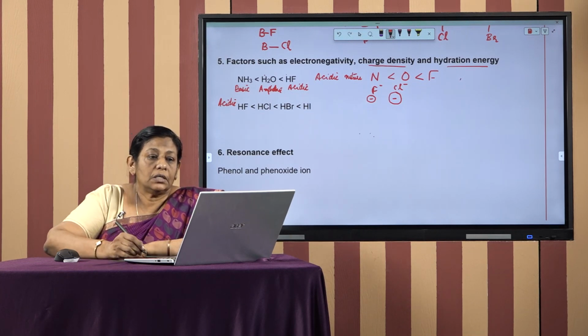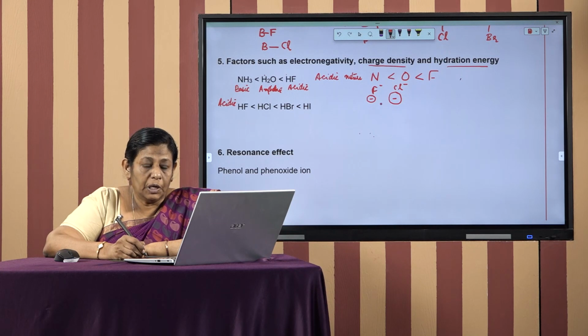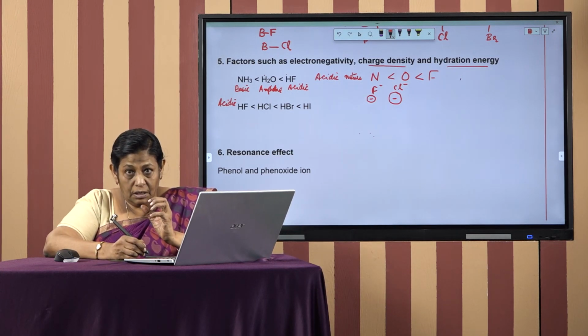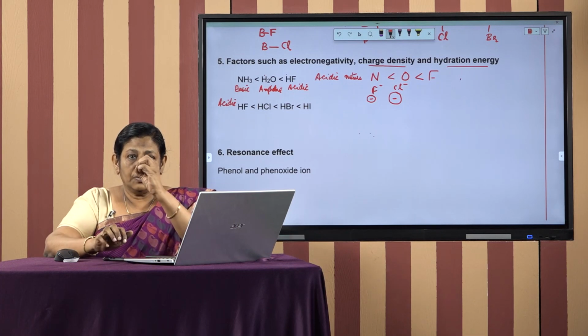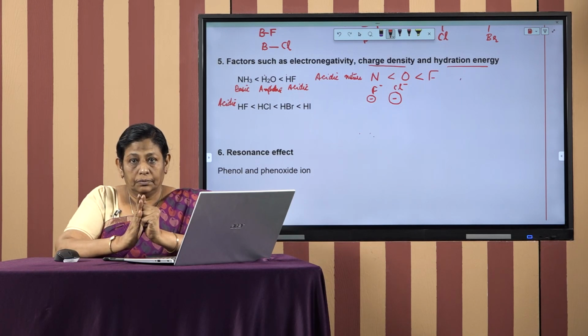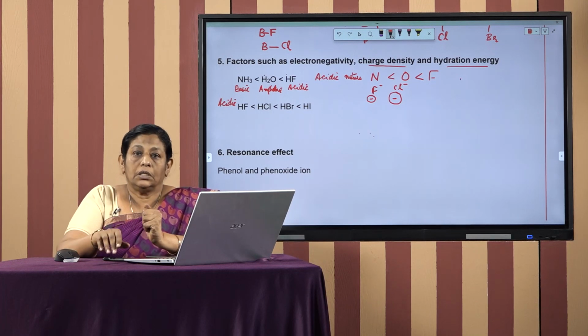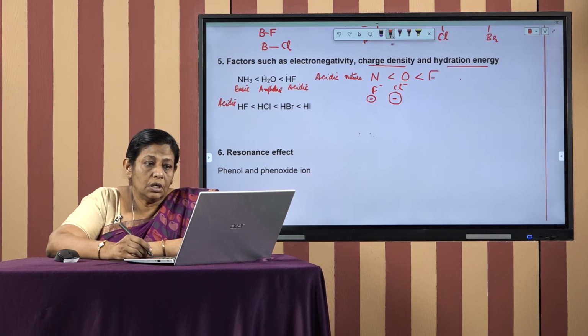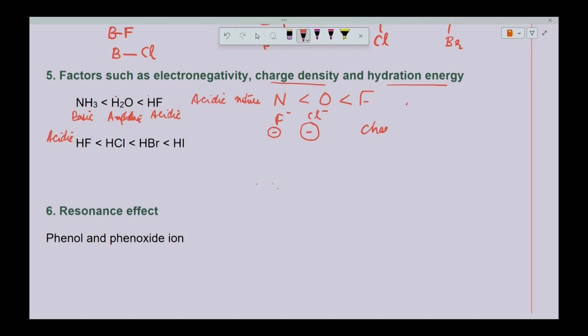Okay. Next is, charge density is one of the factors, because if charge density is high, it is just like a magnet. If the negative charge is very strong, a highly powerful negative charge, it won't allow the proton to separate from it. When the charge density is low, the proton can be easily given out. So charge density will be in the order: highest for fluorine, then chlorine, then bromine, and then iodine.